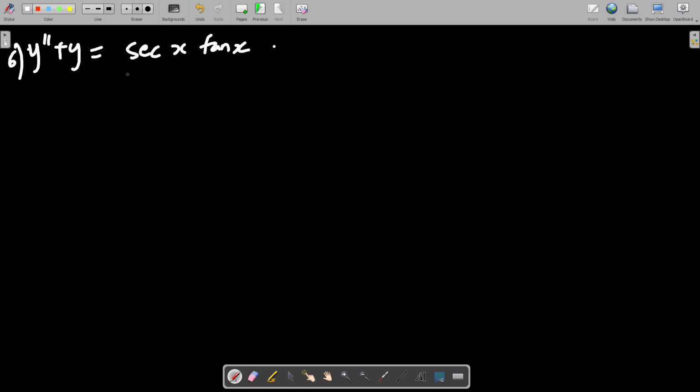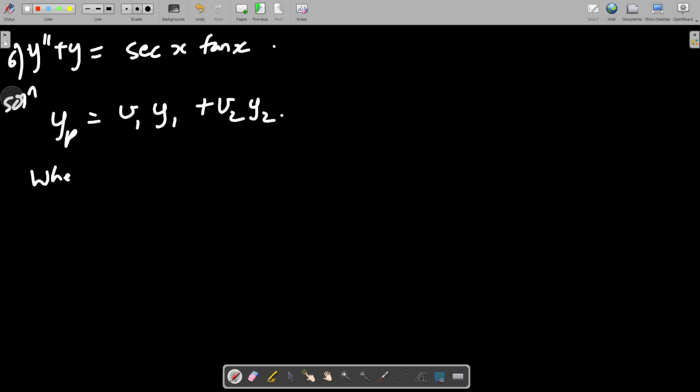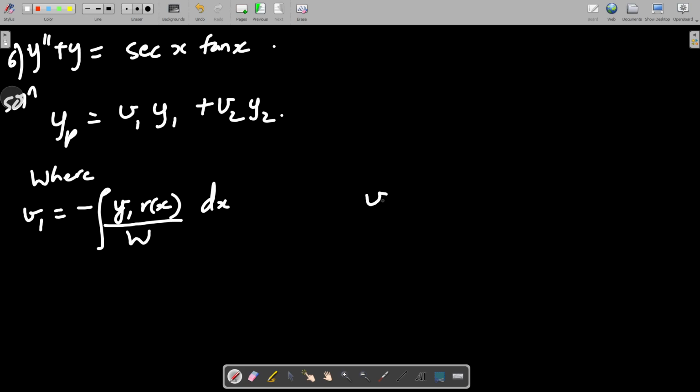Okay, so let us start with the particular integral part only. Solution yp, I'll take it as v1 y1 plus v2 y2, right? Where v1 is equal to minus integral of y1 r(x) upon Wronskian dx, and v2 is going to be equal to integral of y2 r(x) upon Wronskian dx.